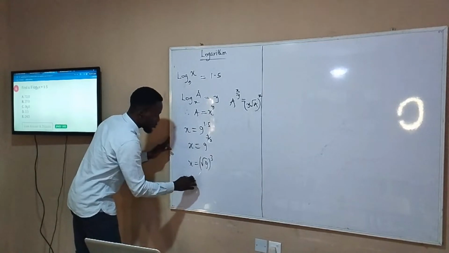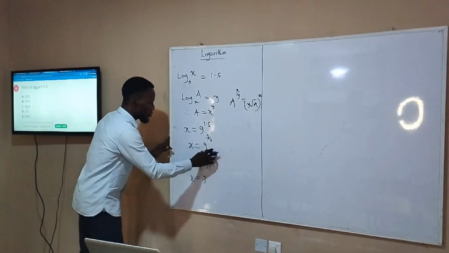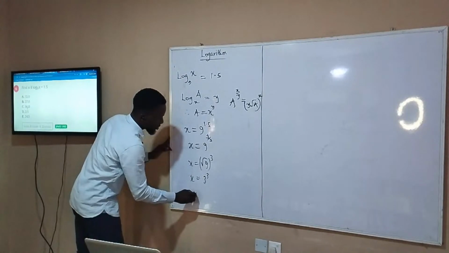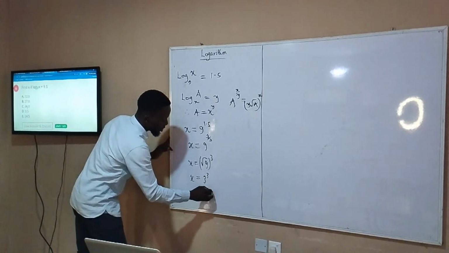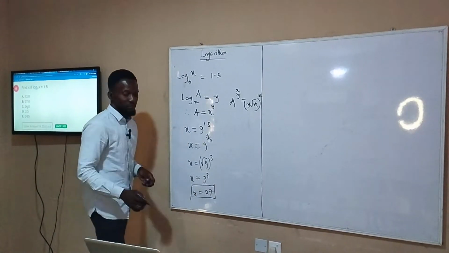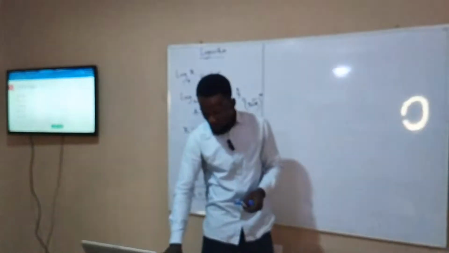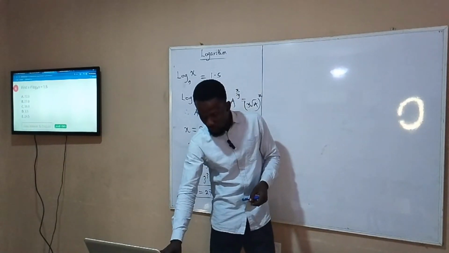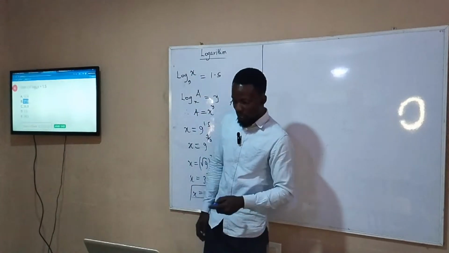So we know that the square root of 9 is 3, raised to power 3. So x equals 3 raised to power 3, which is 27, and that is the answer. You have 27 there? Yes, wonderful. You have 27 there. That is great.